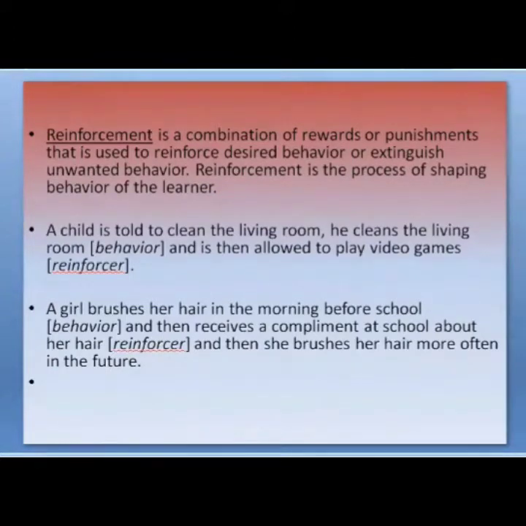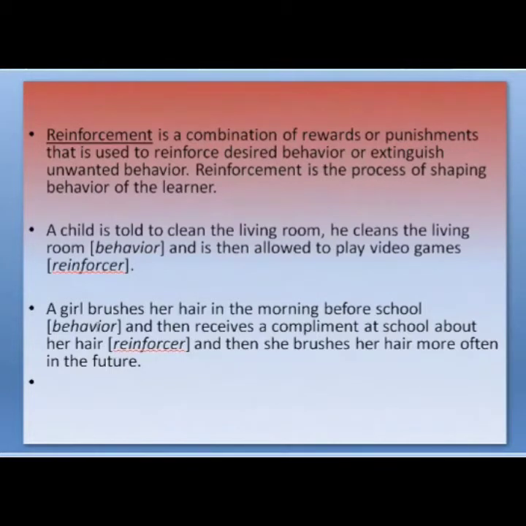An example of reinforcement: a child is told to clean the living room. He cleans the living room. It shows his behavior. And then he is allowed to play video games. So the video game will act as a reinforcer. If the child cleans his room, he will be rewarded by his parents and he will be allowed to play video games. And if he doesn't, then he will be punished. He will not be allowed to play the video games by the parents.